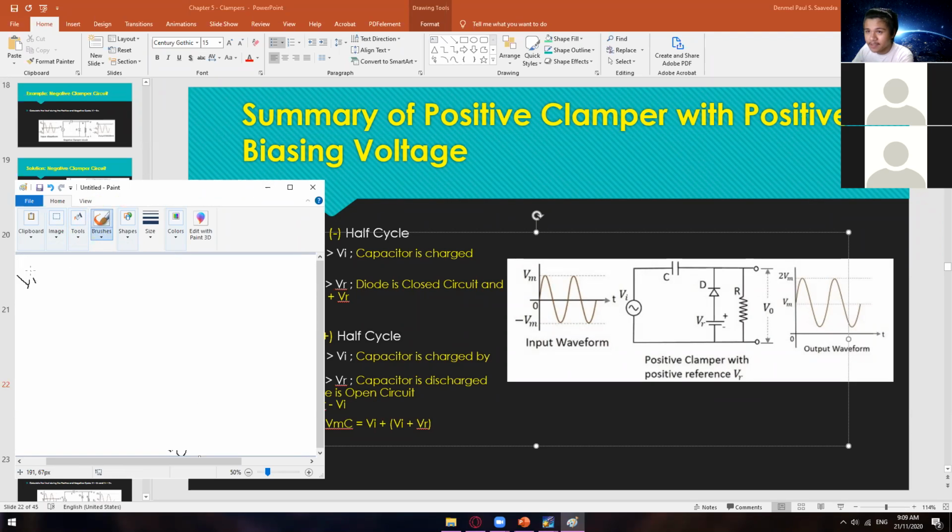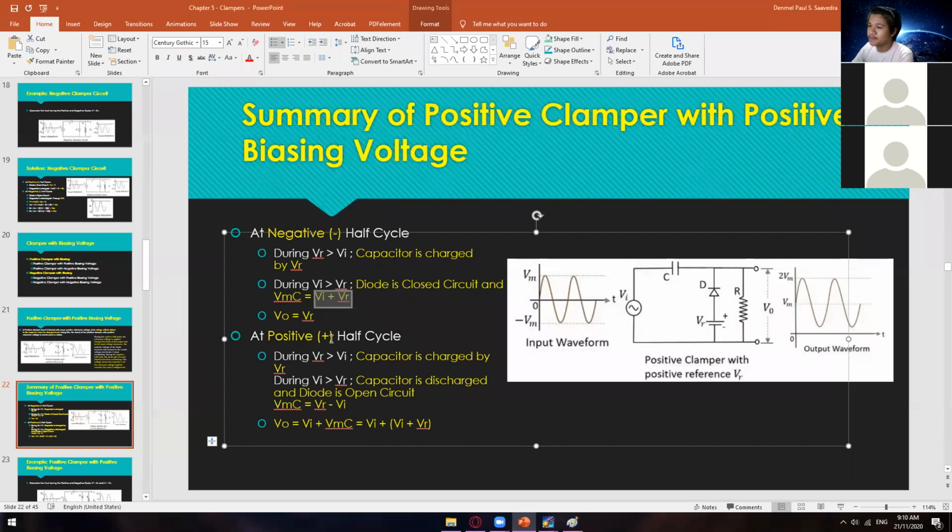All right, so let's say we have a V sub I of 5 volts and then V sub R of say 1 volt, right? So during the negative half cycle, our VMC is now charged by V sub I and V sub R. So we've got this equation: V sub I plus V sub R, wherein V sub I is 5 volts plus V sub R is 1 volt, wherein we have 6 volts. And then during the positive half cycle, as always, this one will become an open circuit.